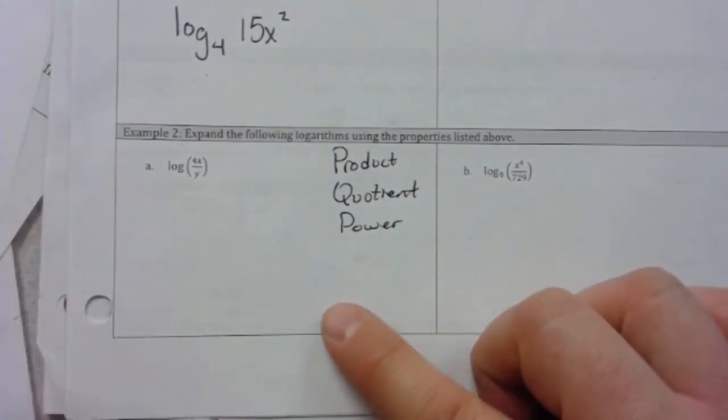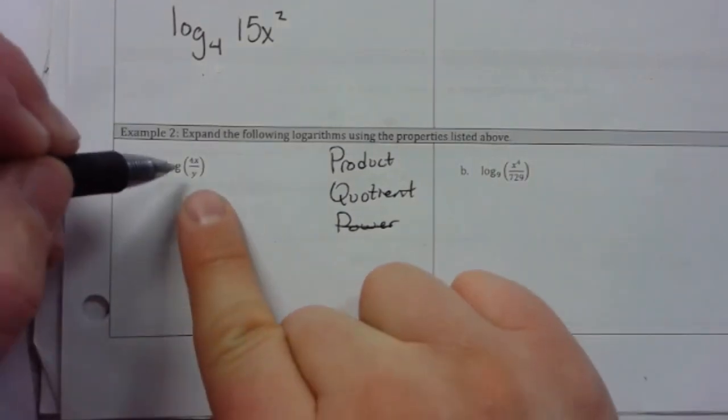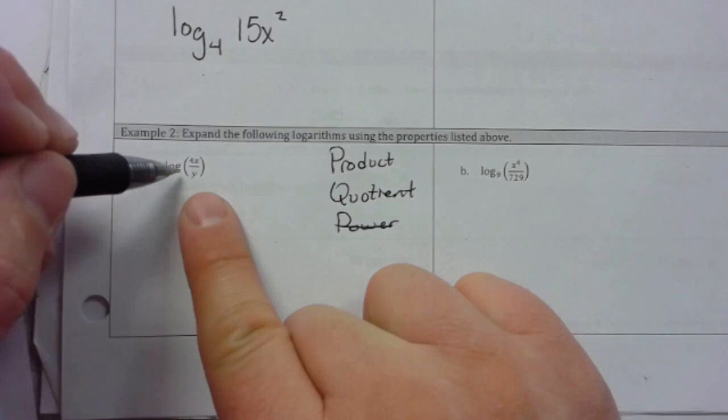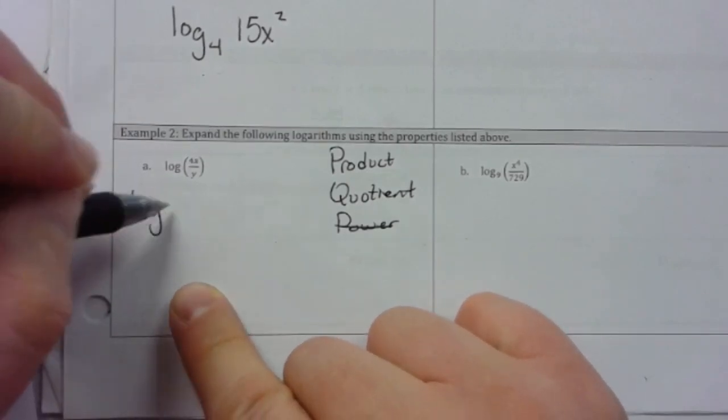What am I going to put between every single multiplication problem if I'm expanding it? I'm going to put an addition sign, right? So it looks like there are two things that are connected by multiplication. It's 4 and x. So I'm going to have these two logs, and am I not going to put a plus sign between them?